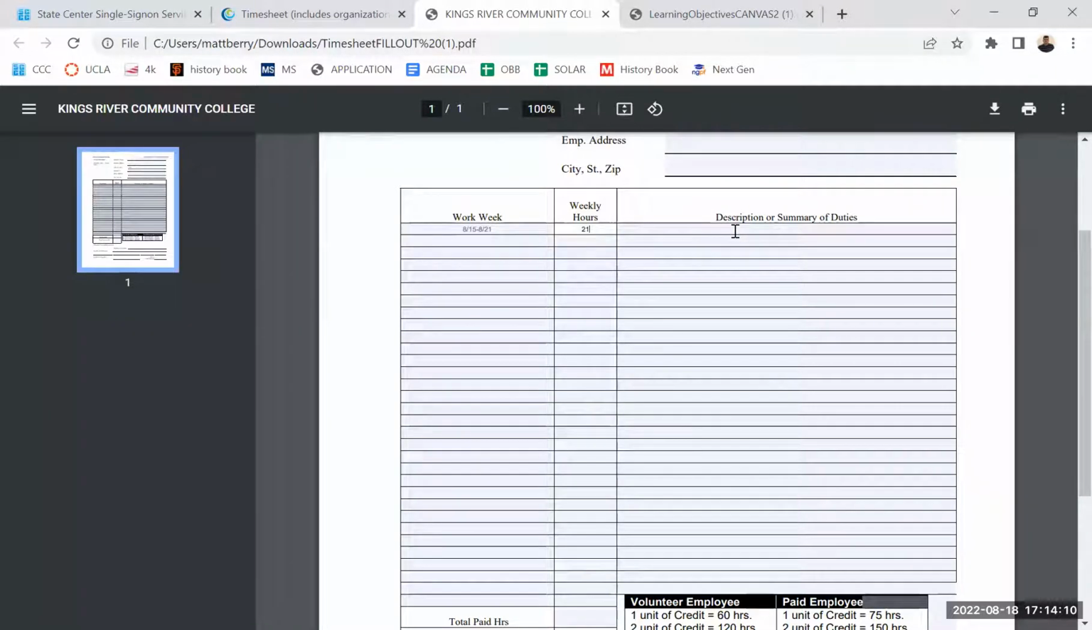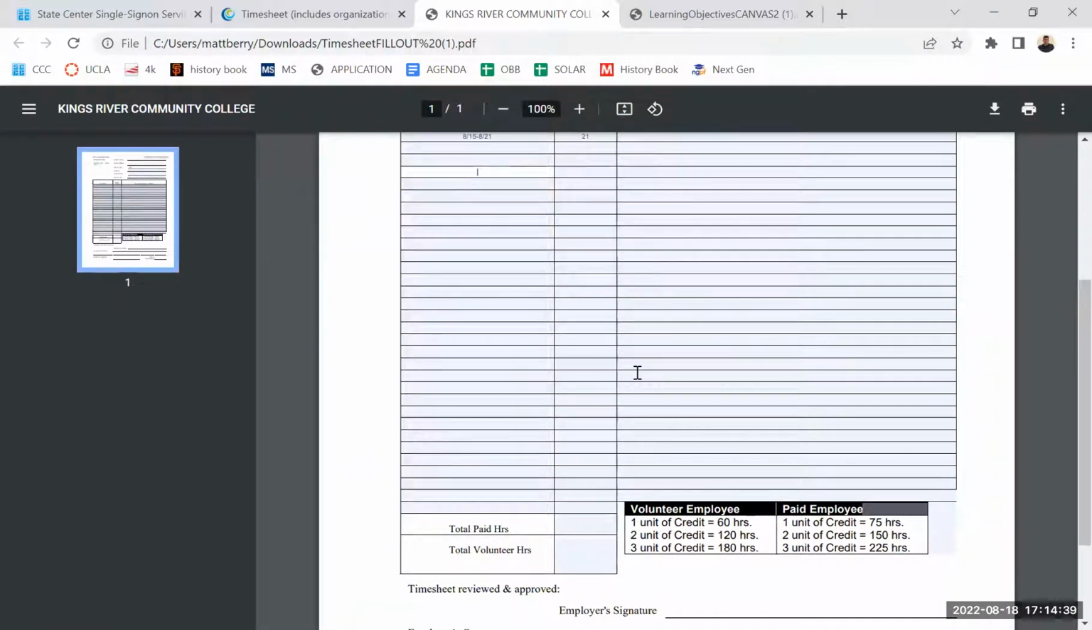A description or summary of duties. Don't need a paragraph, don't need complete sentences. Just be specific in kind of what you worked on that week. And for a lot of jobs, they're going to kind of be the same every week. For some jobs, they change. They're different, but for a lot of jobs, they may be the same. So you'll just fill out one entry each week as you go through.